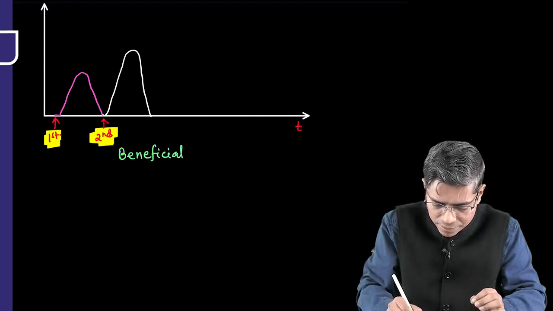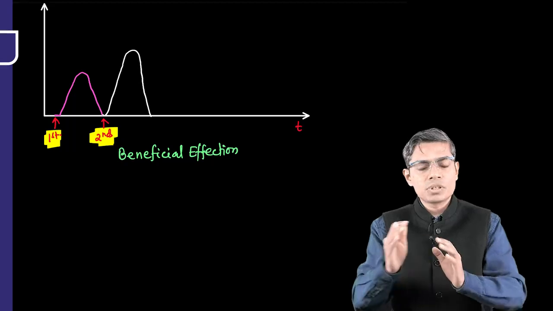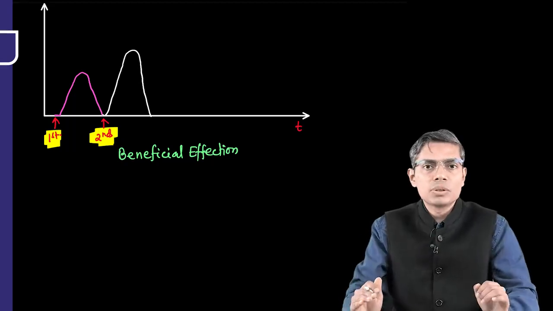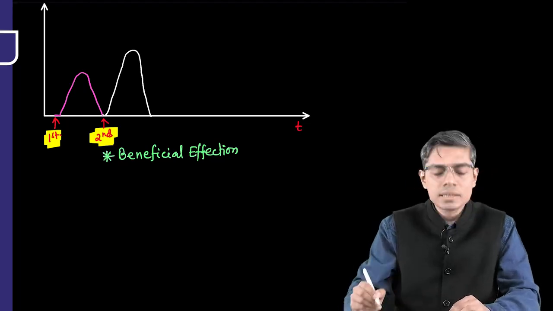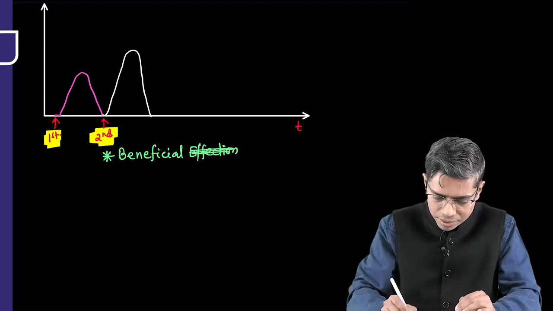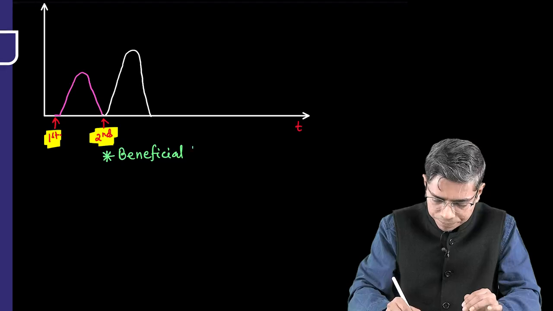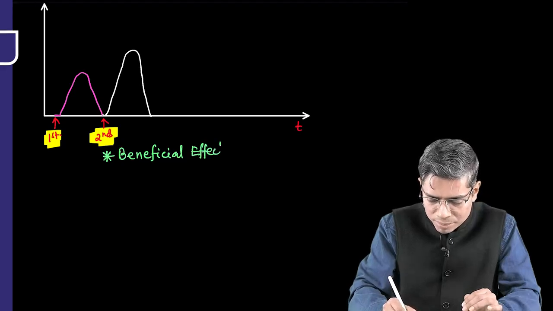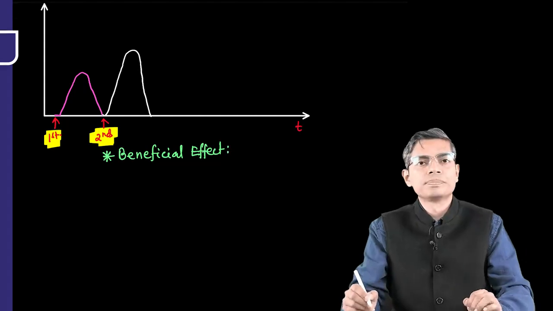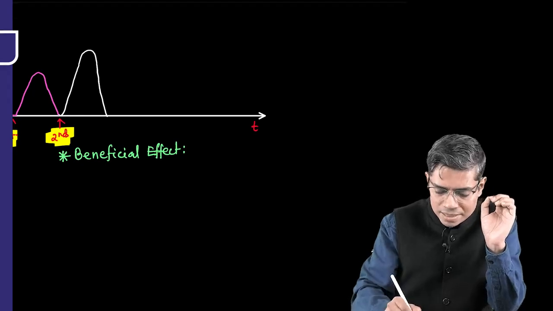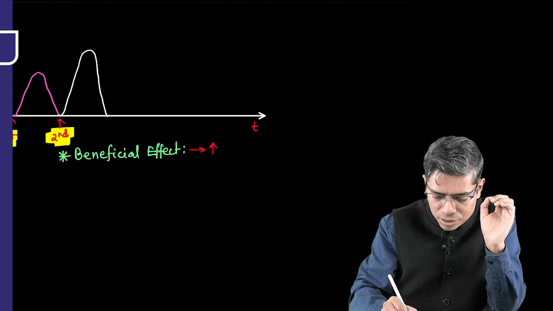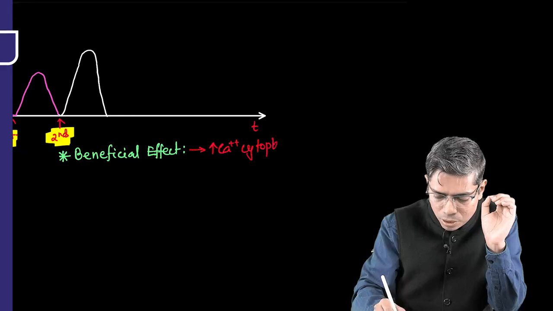So this is a kind of summation only. Two stimuli, two contractions are merging with one another. That's why there is an increase in height. But this increased height is known as the beneficial effect. Okay. So what do you mean by beneficial effect? Note down: the beneficial effect is due to increased calcium in the cell cytoplasm, in the cytoplasm of the skeletal muscle.